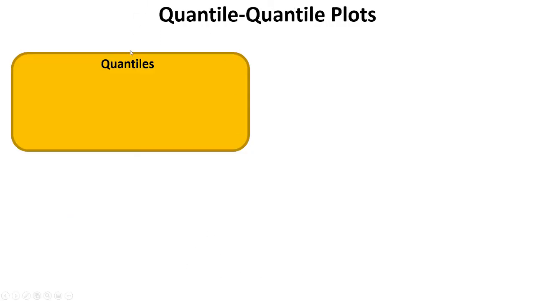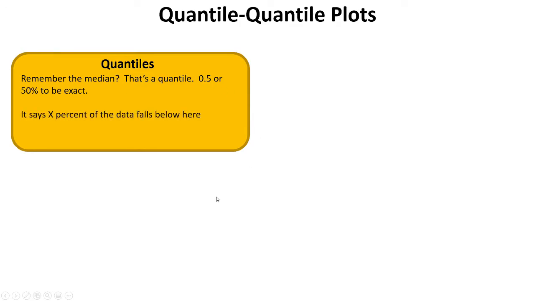So what are quantile plots? Well, quantiles, you might recall from our last exercise, and you'll especially recall from when you learned the median. The median is a quantile. It's the 50% or 0.5 quantile to be exact. Quantiles basically say X% of the data is going to fall below here. So the median said half the data is above, half the data is below. But the 75% quantile says 75% of the data is below this, the 25% quantile says 25% of the data is below this, etc.